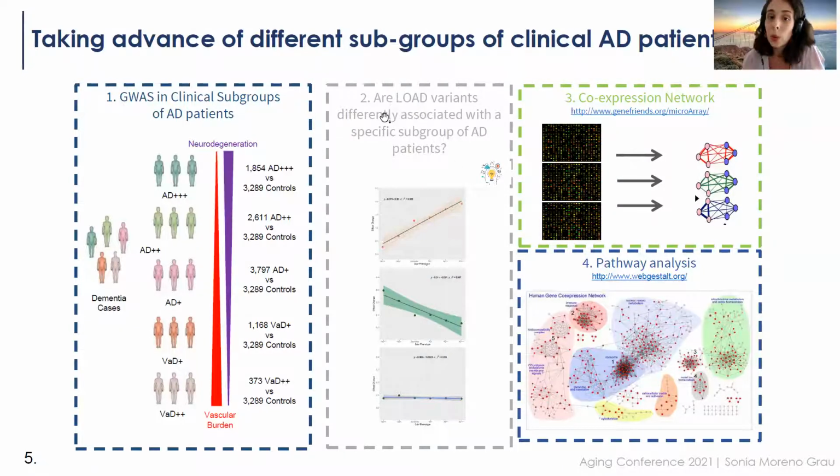Are LOAD variants differentially associated with a specific subgroup of Alzheimer's disease patients? We evaluated this, and then our objective was trying to evaluate if we were able to identify patterns across these variants, where we could generate subgroups of variants presenting the same behavior. Our next idea was trying to extract correlation networks coming from these variant subgroups or categories, and then conduct a pathway analysis.